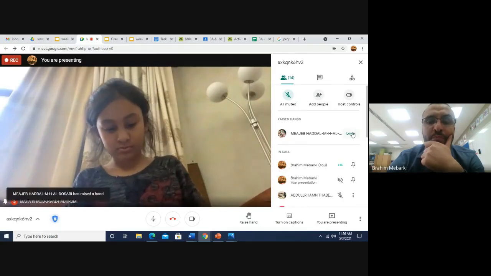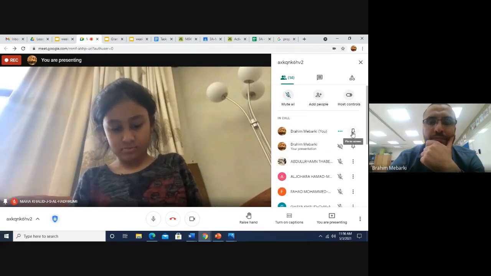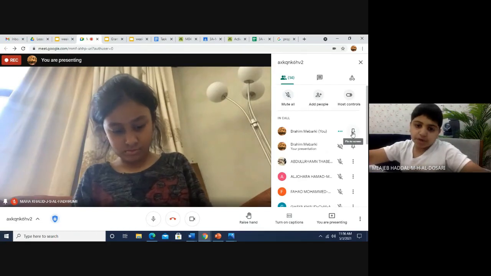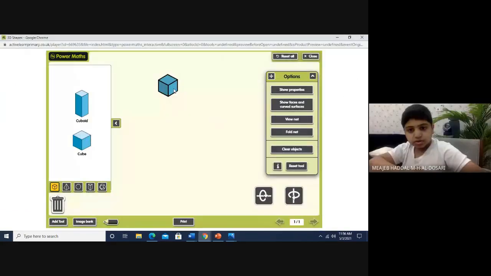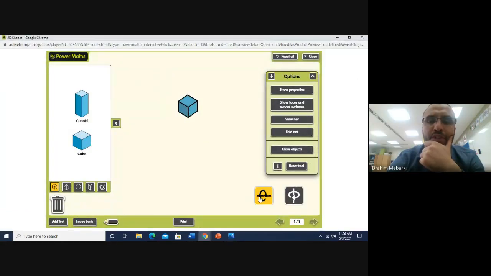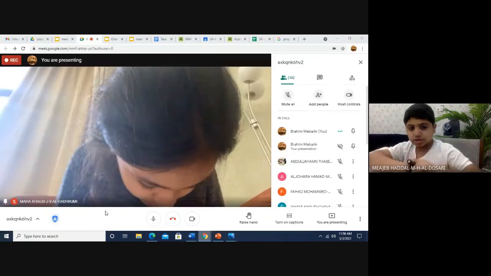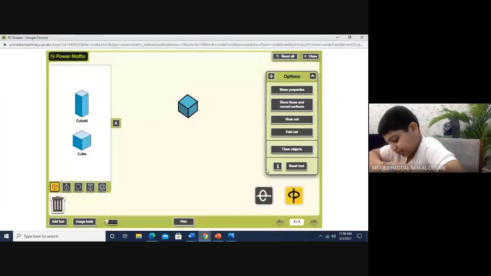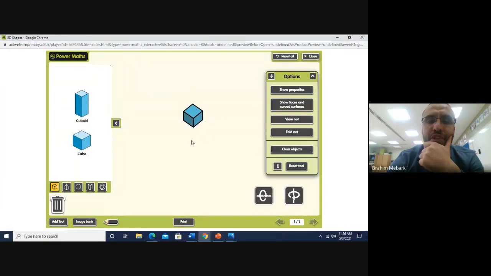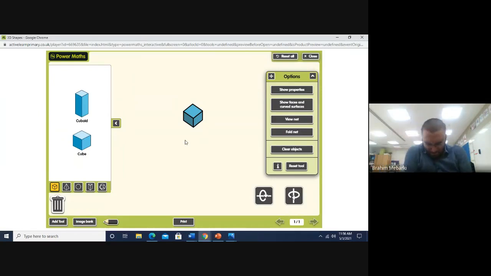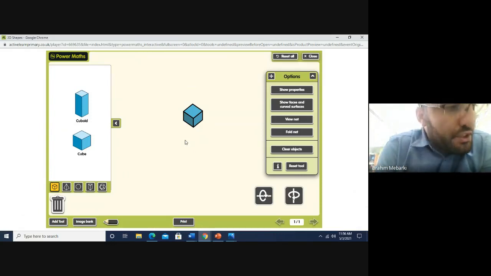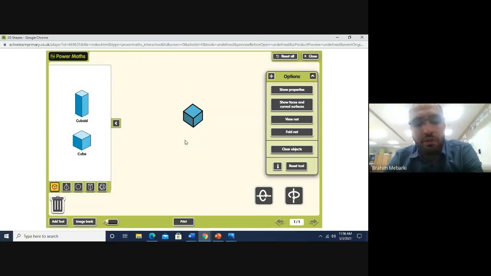What do you want, Mu'jab? Okay. This is the cube. You're going to draw the faces. Okay. How many faces does it have? It has 6 faces. So draw 6 faces. It's so easy. Don't forget to use a ruler. It's so important to use a ruler while you're drawing.